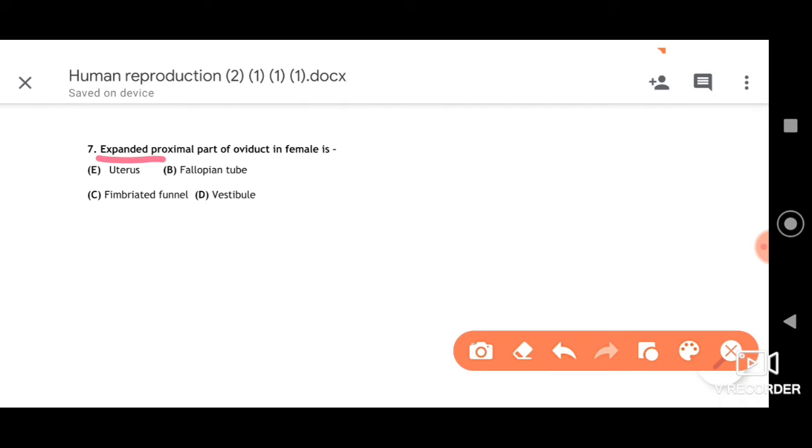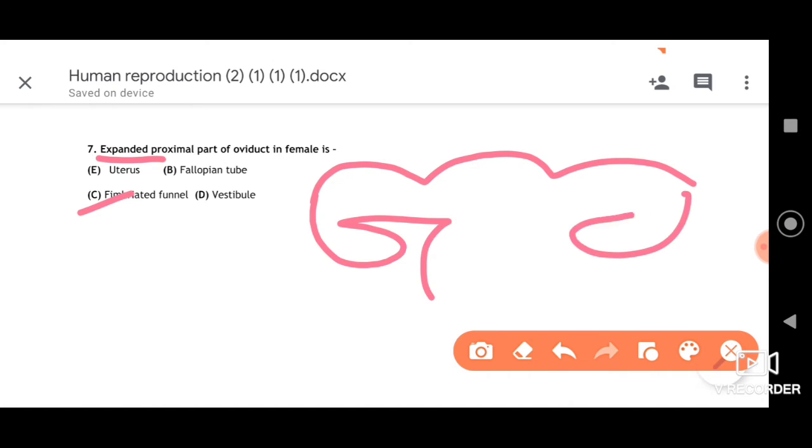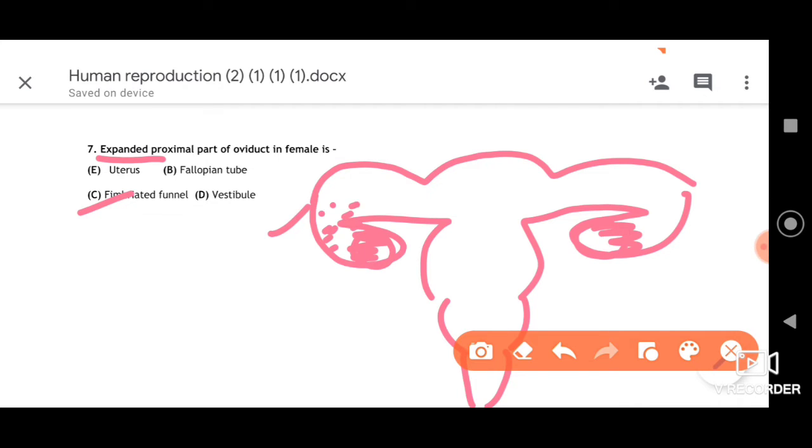First of all, let me tell you about the fimbriated funnel. Whenever you talk about the female reproductive system, a rough structure has been represented here. There is an ovary which is situated here. Then, at the proximal part, the egg is released here. So here fimbriae are present, finger-like projections, immediately after the ovary, in the proximal expanded part of the oviduct, children.